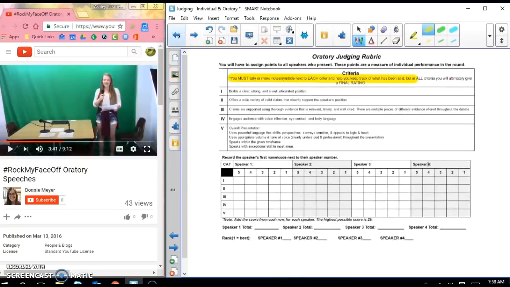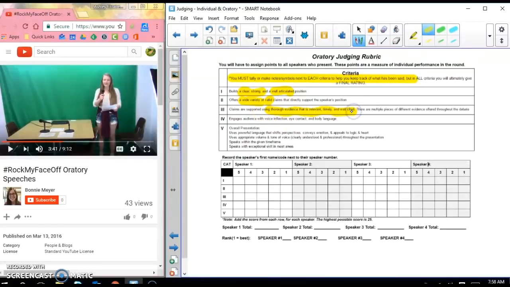So as I'm looking through this oratory judging rubric, again, this is just an example, and for each of the different events, extemp, POI, opposing pairs, you need to make sure that you're looking at those criteria because they might look a little bit different than this. The first one is asking us to look for a clear, strong, and well-articulated position. The second one is asking for a wide variety of valid claims, not just claims, but valid ones that directly support the speaker's position.